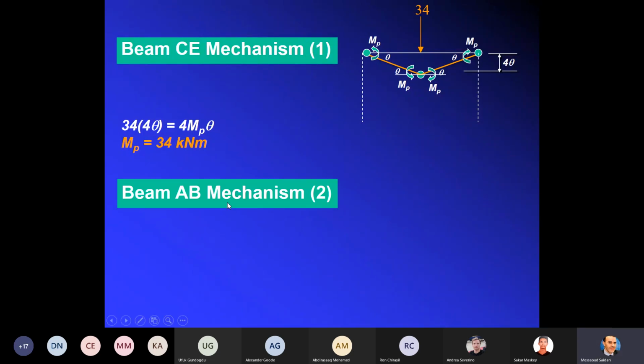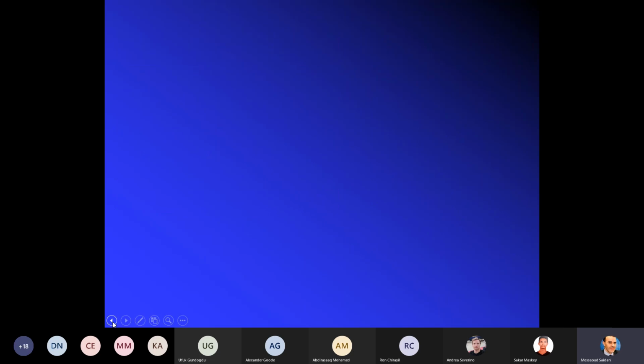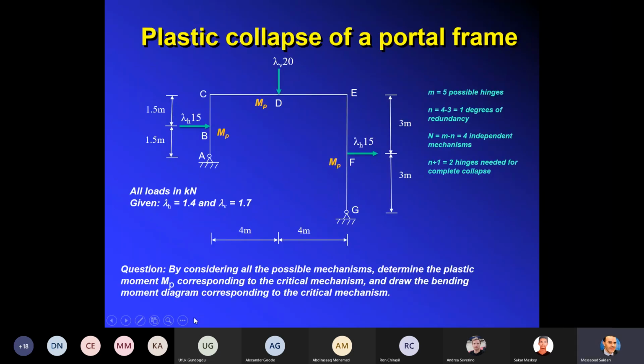Then the next mechanism will be for beam AB. We call it a beam mechanism, but we are talking here about the column. So it's vertical column AB, but it is effectively a beam type mechanism. Isn't it beam AC? Yes, probably, because AC is the column, isn't it? Yes, it is AC. Okay.